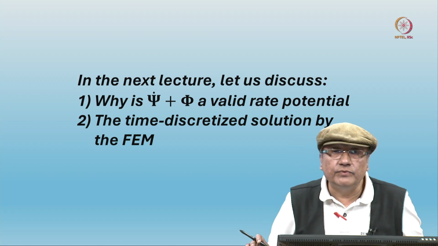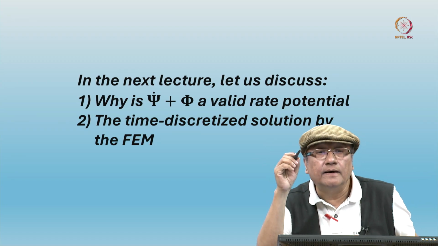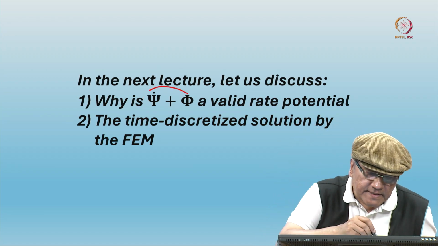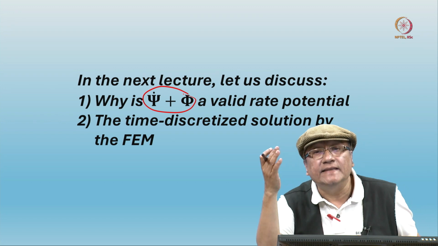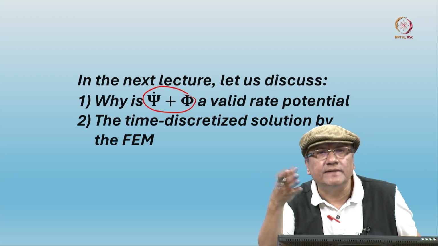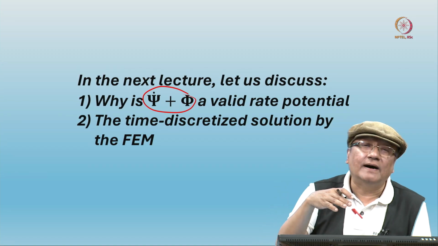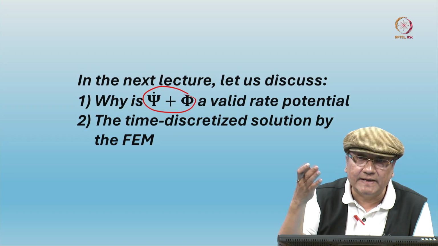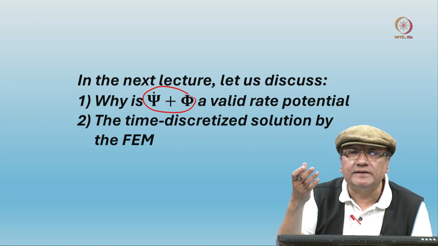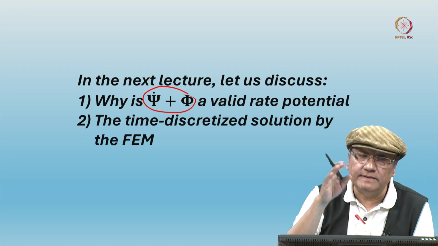Another question: we have been discussing this for quite some time, but we have not explained why. Why is this rate functional, psi dot plus phi, a valid thing to be minimized, for which we will be getting the solution? That question can arise within you. So we will try to explain this. A similar question in the context of elasticity would be: why is it that minimizing the strain energy gives you the solution? People typically assume it.